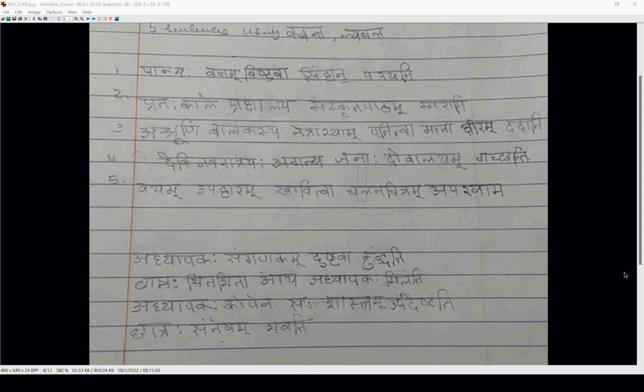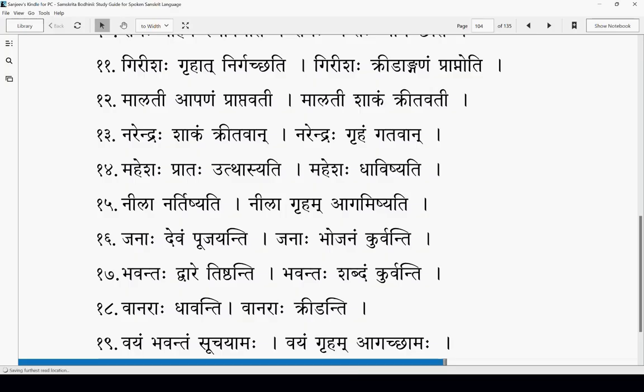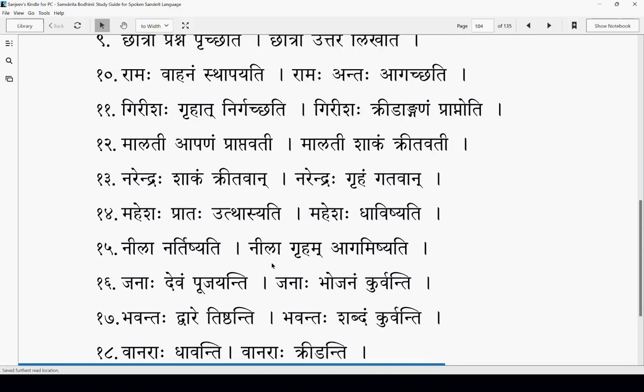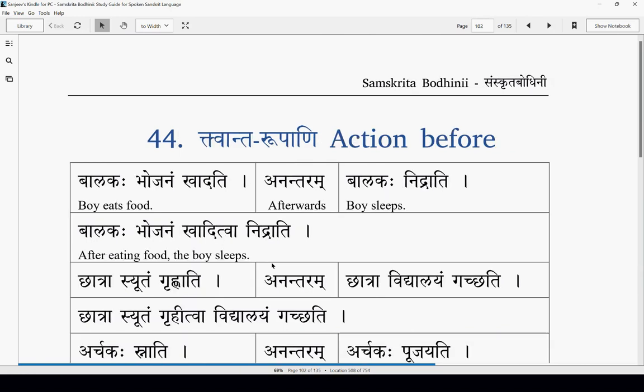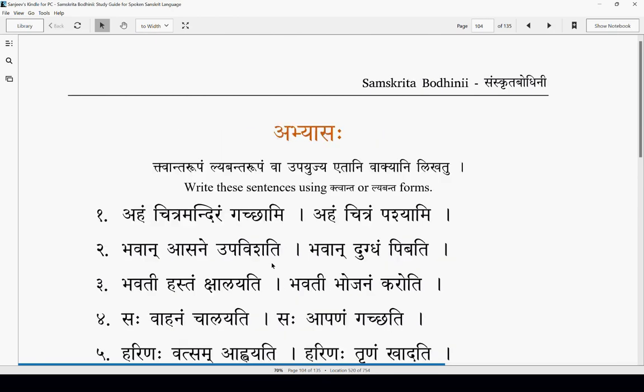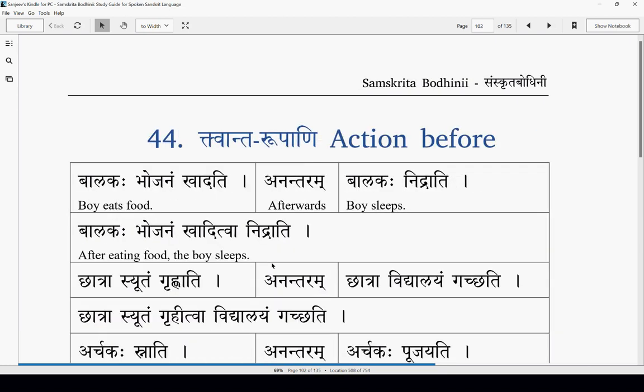So what is the meaning of that? So when after autumn came, the leaf fell from the tree. So that's what I wanted to write. So if you look at these sentences here in the book, before this also, this example, or the Kvanta also: Balaka Bhojanam Khadati, Anantaram Balaka Nidrati. Chhatra Syutam Grahnati, Anantaram Chhatra Vidyalayam Gacchatu. So what do you find here? So here, note that in both the sentences, karta is the same. Okay. Yes.